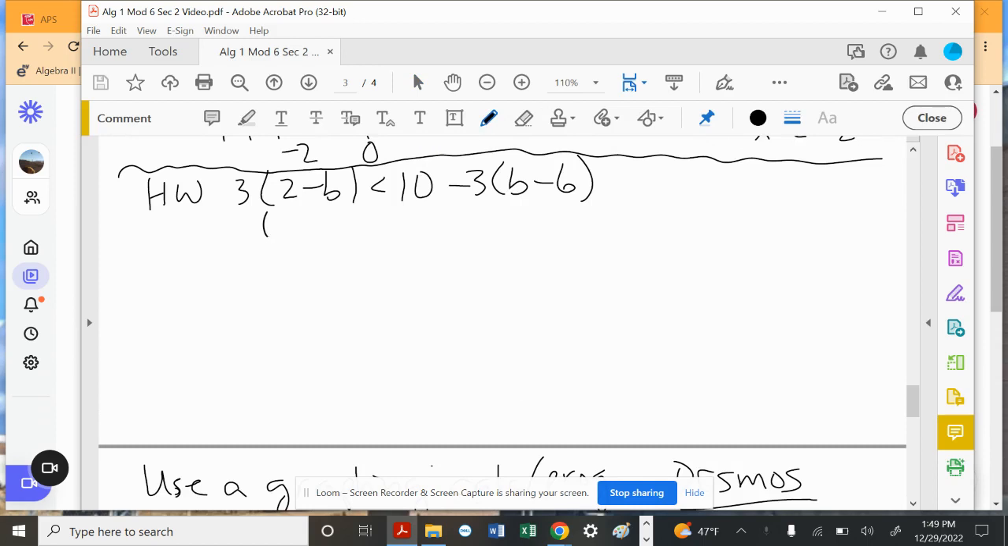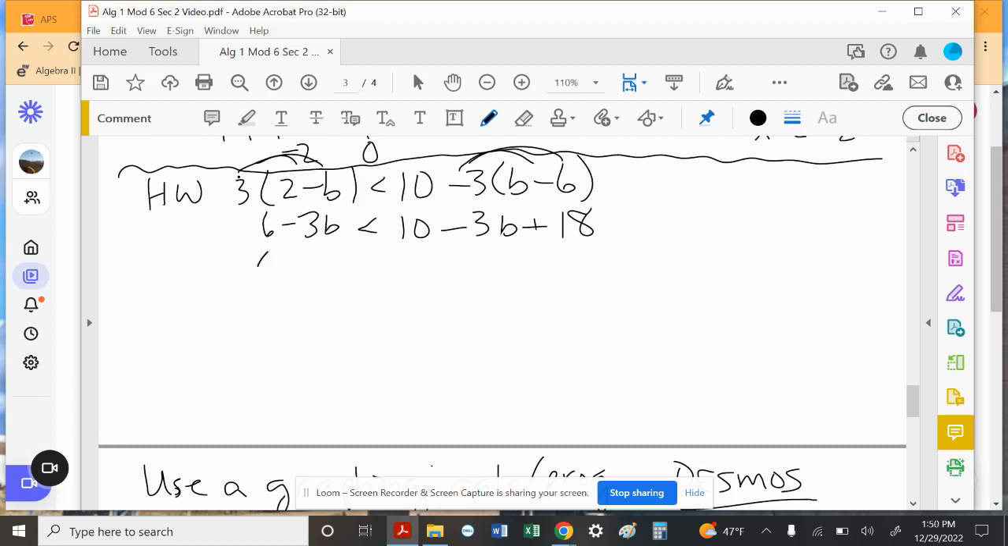So I have 6 minus 3b is less than 10 minus 3b plus 18. Remember, we're multiplying a negative 3 through on that second one. Then I combine my like terms on the right. I wanted to combine those together: 10 plus 18, which is 28, minus 3b.